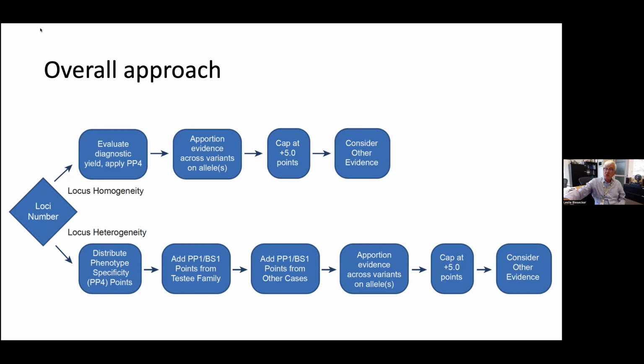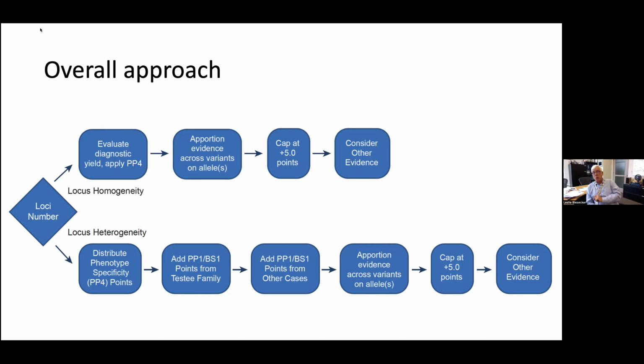Oh, and by the way, I should say in the upper part of this flow diagram, PP4 we have found was underweighted in a number of scenarios by Richards et al. And so it can be now much stronger than supporting, and you'll see why later. For locus heterogeneity, you can get some PP4-like evidence, but it's not as strong.